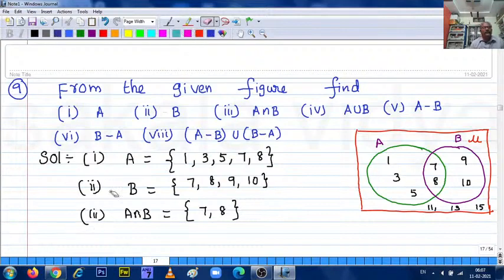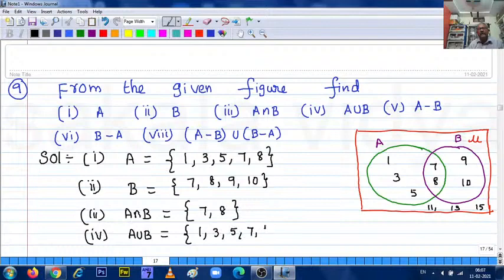Next, the fourth one. You are asked for A union B. A union means club, so all the elements of this green and also pink. A union B means 1, 3, 5, 7, 8, 9, 10. Don't include 11, 13, 15. This is A union B.